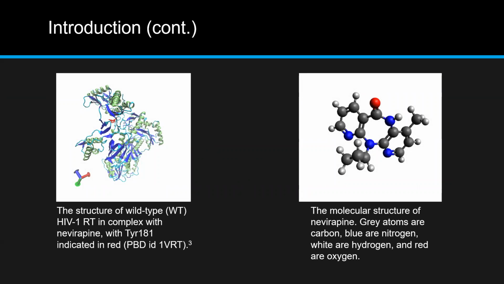So here on the left, you can see the structure of wild type HIV-1 reverse transcriptase in complex with nevirapine in red, and the tyrosine 181 residue is also indicated in red. You can sort of see it just behind there. And to the right, you can see the molecular structure of nevirapine, and actually the ring structure to the right side of that molecule is the part that will be interacting with the 181 residue.